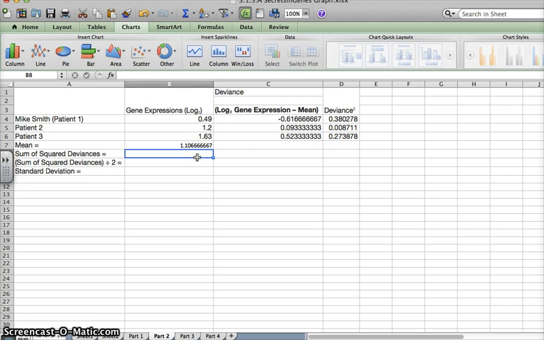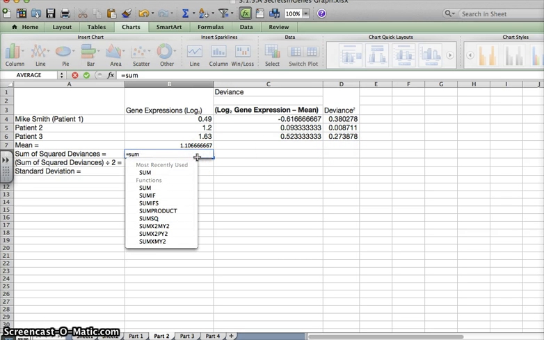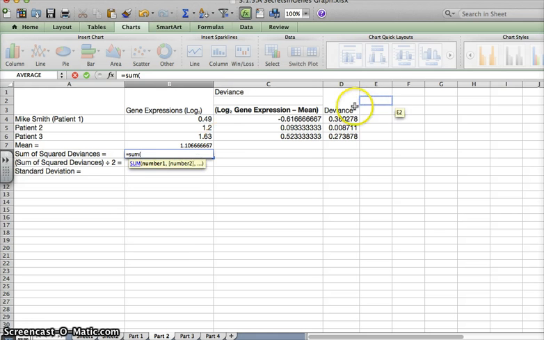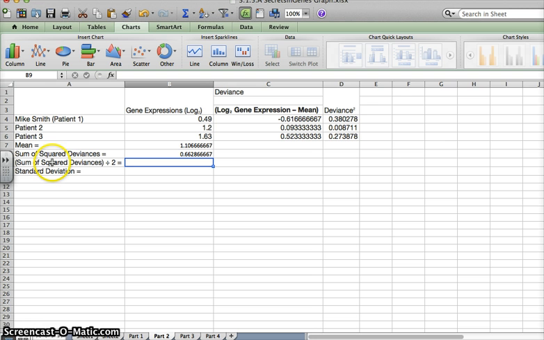For the sum of the deviances, you just press equal sign and type in the word sum, pretty easy, and it will add up all three of these. So you can highlight these three and add them all up. Then the sum of the deviances divided by 2: press equal sign again, click on that number because there's our sum of deviances, press the backslash key underneath the question mark, and then press 2, and we'll divide it by 2.